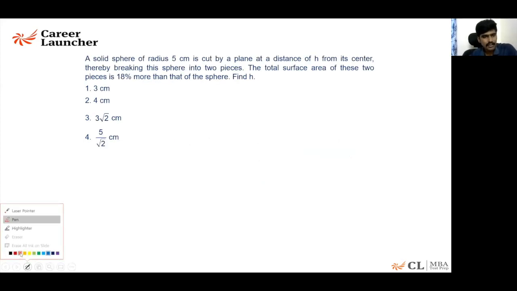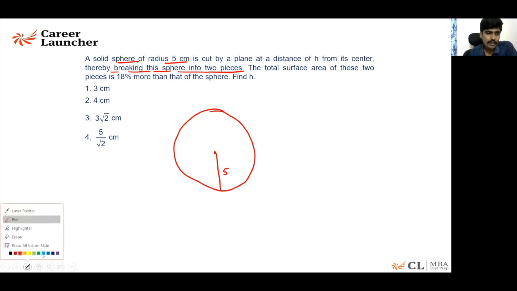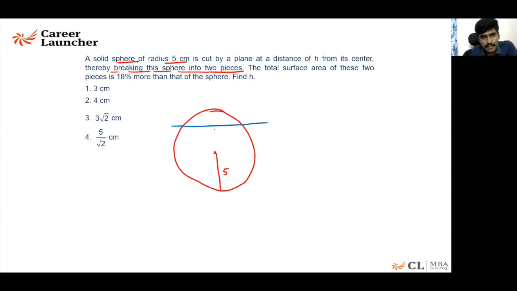A solid sphere, 3D mensuration, of radius 5 centimeters is cut by a plane at a distance h from its center, thereby breaking the sphere into two pieces. So there is a solid sphere first, whose radius is 5. I don't know how to draw a sphere in 3D on a paper, right? So now it is cut into two pieces by a plane like this. This plane is at a distance h from the center.